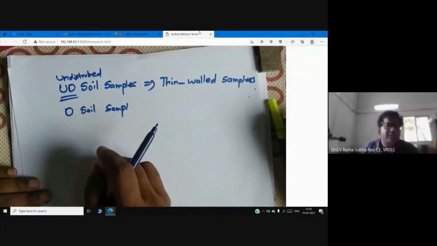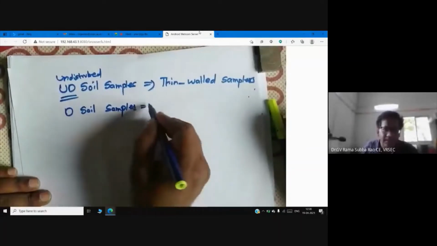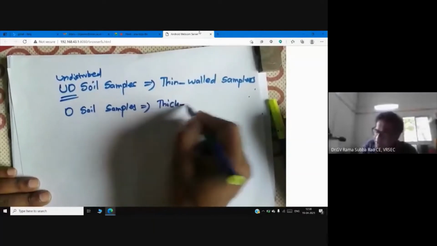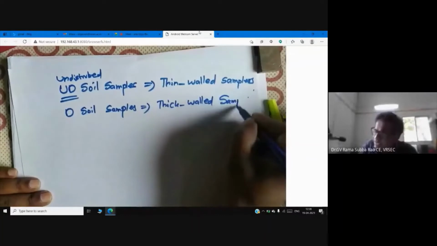What do you mean by UD? Undisturbed soil sample. D means disturbed soil samples, where you use thick-walled samplers. Thick-walled samplers. So this is the story of soil sampling.